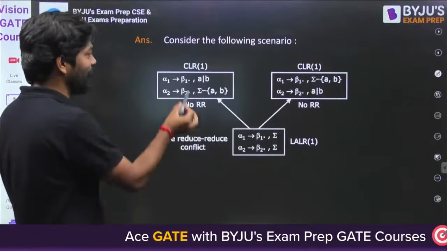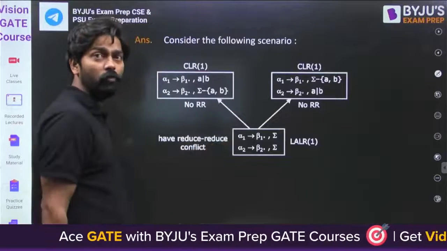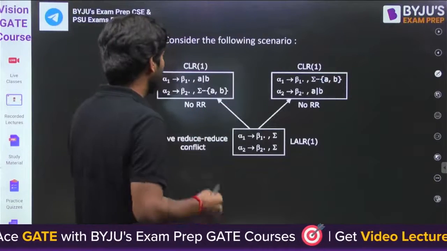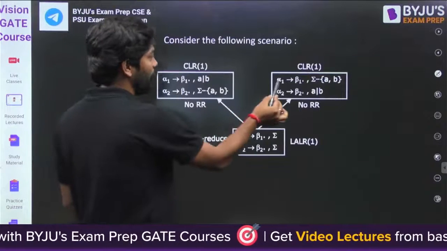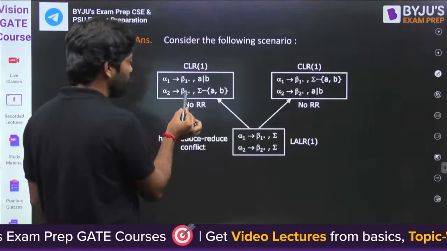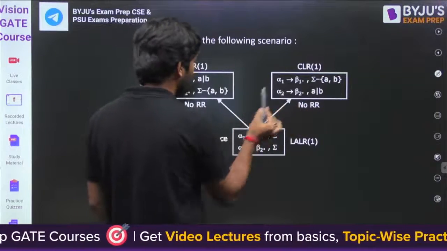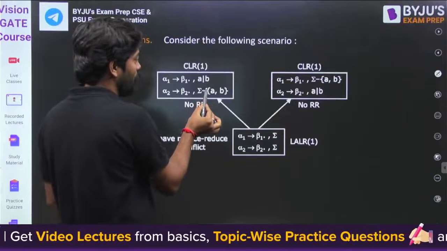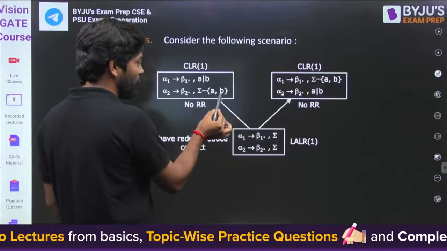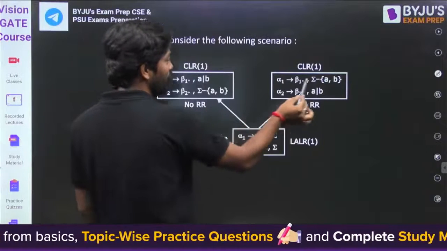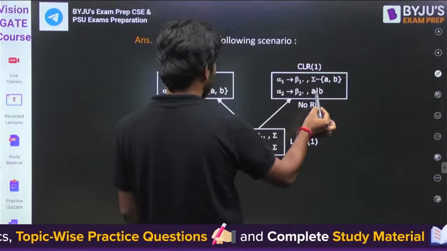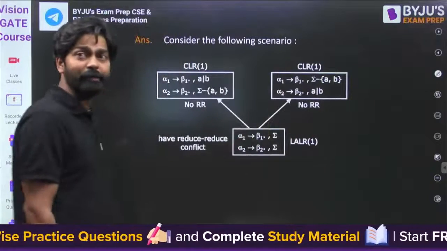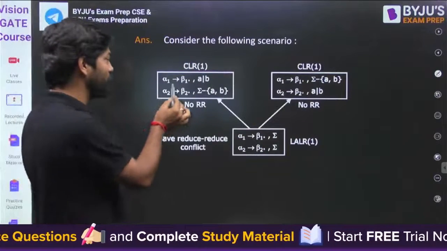See, this is CLR1, this is CLR1. Fine. 2 different states of CLR1. See, alpha 1 goes to beta 1 dot, alpha 1 goes to beta 1 dot, alpha 2 goes to beta 2 dot, alpha 2 goes to beta 2 dot. What we have? Here we have A, B lookahead symbol. And here we have sigma minus A comma B lookahead symbol. Here we have sigma minus A comma B, and here we have A comma B. So see, different lookahead symbols, but clearly the productions are the same.